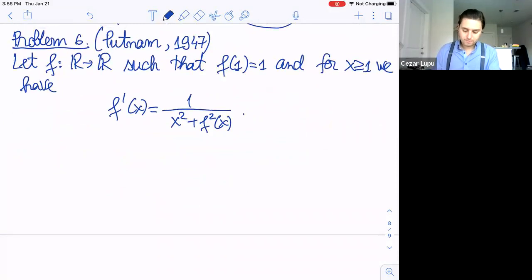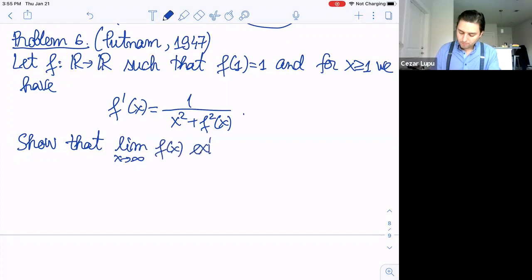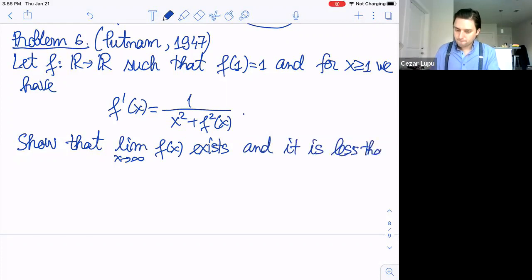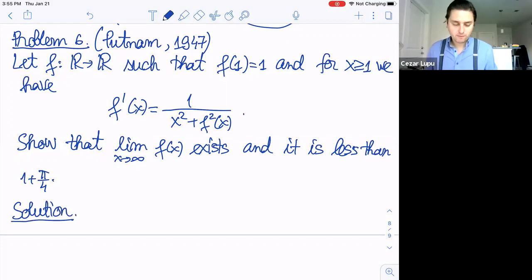Show that the limit as x approaches infinity of f of x exists, and it is less than one plus pi over 4. So that's the statement of the problem. Again, this is just an application of the fundamental theorem of calculus if you want.